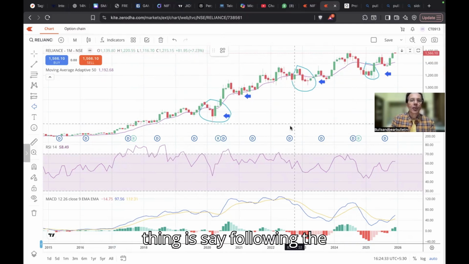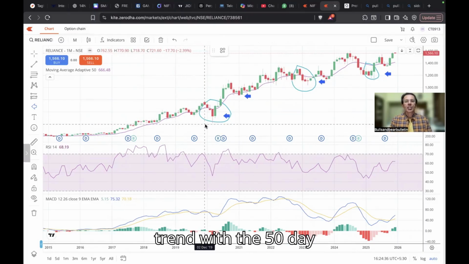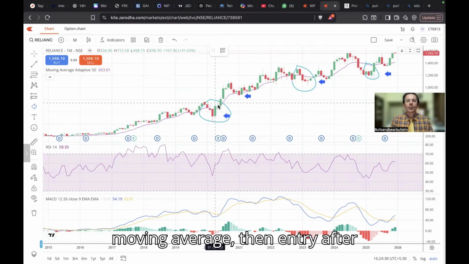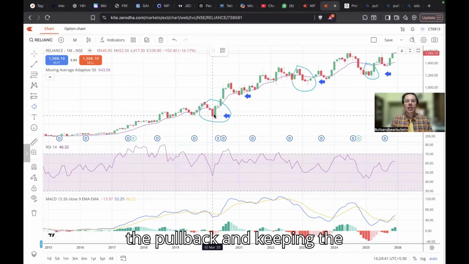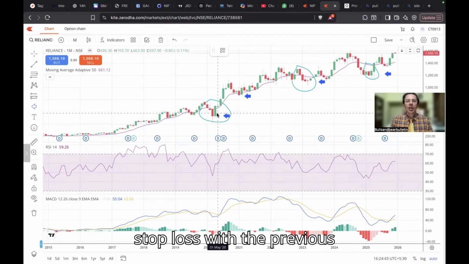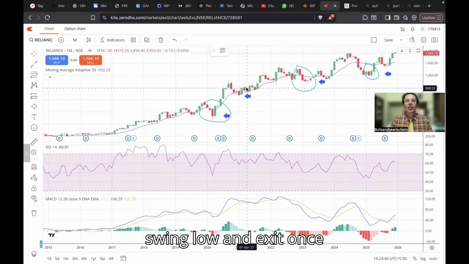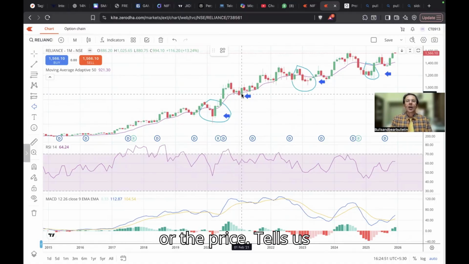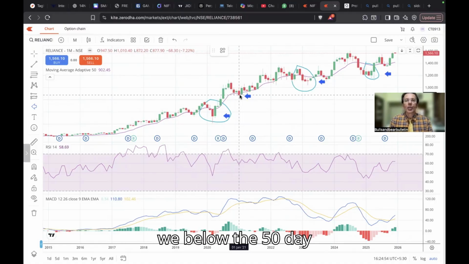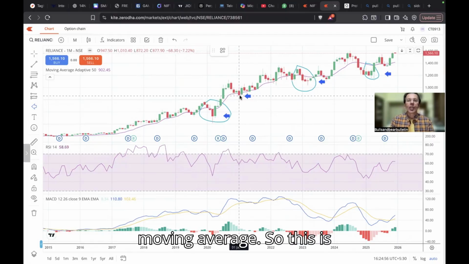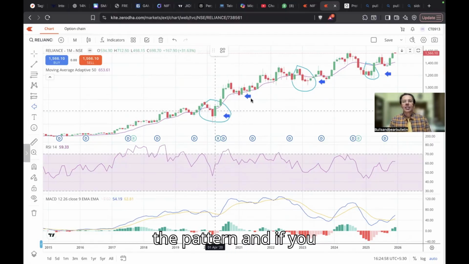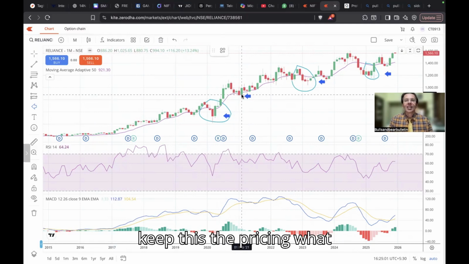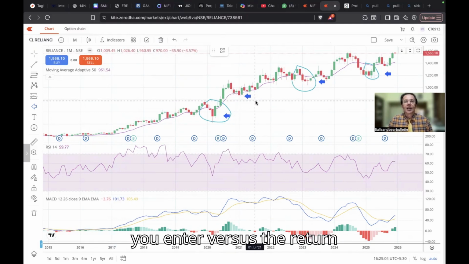So first, follow the trend with the 50-day moving average, then enter after the pullback, keep a stop loss at the previous swing low, and exit once the price closes below the 50-day moving average. This is the pattern, and if you keep to it, the price at which you enter versus the return on profit would be one of the best.